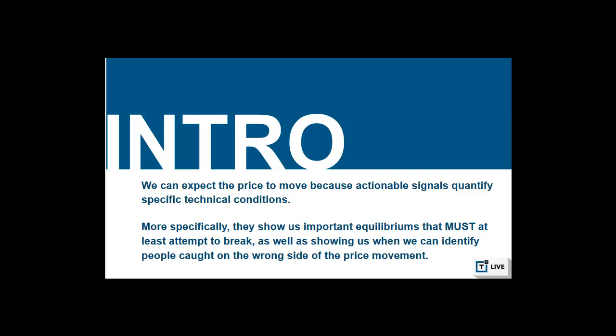We can expect the price to move because actionable signals quantify specific technical conditions. More specifically, they show us important equilibriums that must at least attempt to break, as well as showing us when we can identify people caught on the wrong side of price movement. And I'll explain exactly what that means.